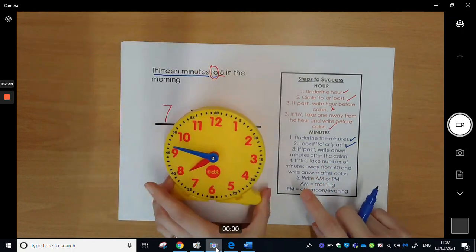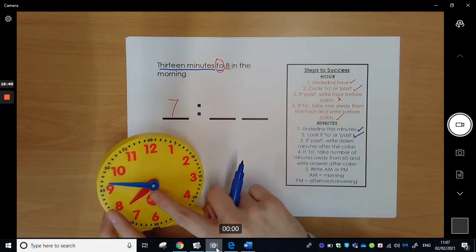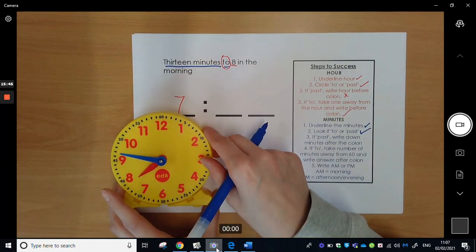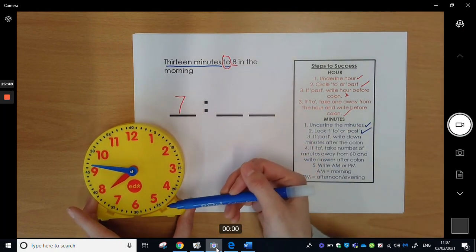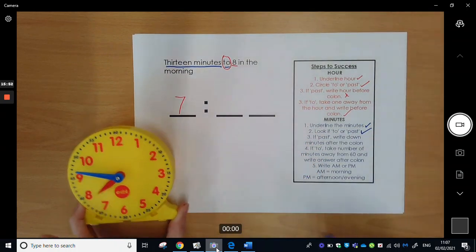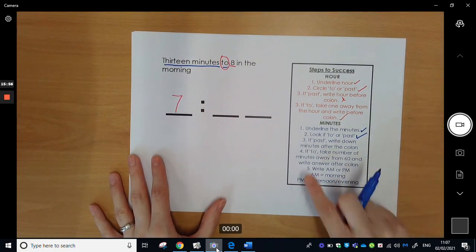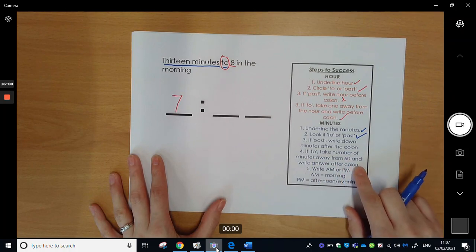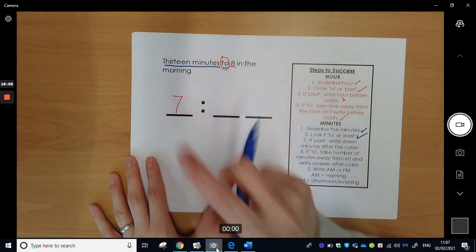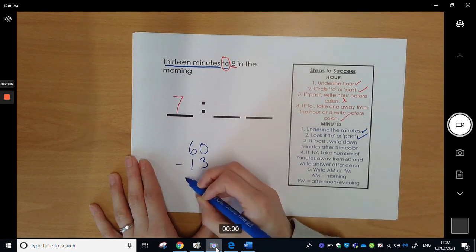Now, I can't say it's 13 minutes, 7:13, because 7:13 would not look like this on an analog clock. Okay, so this time I need to think about how many minutes have gone right around. Now, without using my clock's hands, we're going to use a method I used in the last example. So this time we need to take the number of minutes away from 60. So it's 13 minutes, so I need to do 60 minus 13.